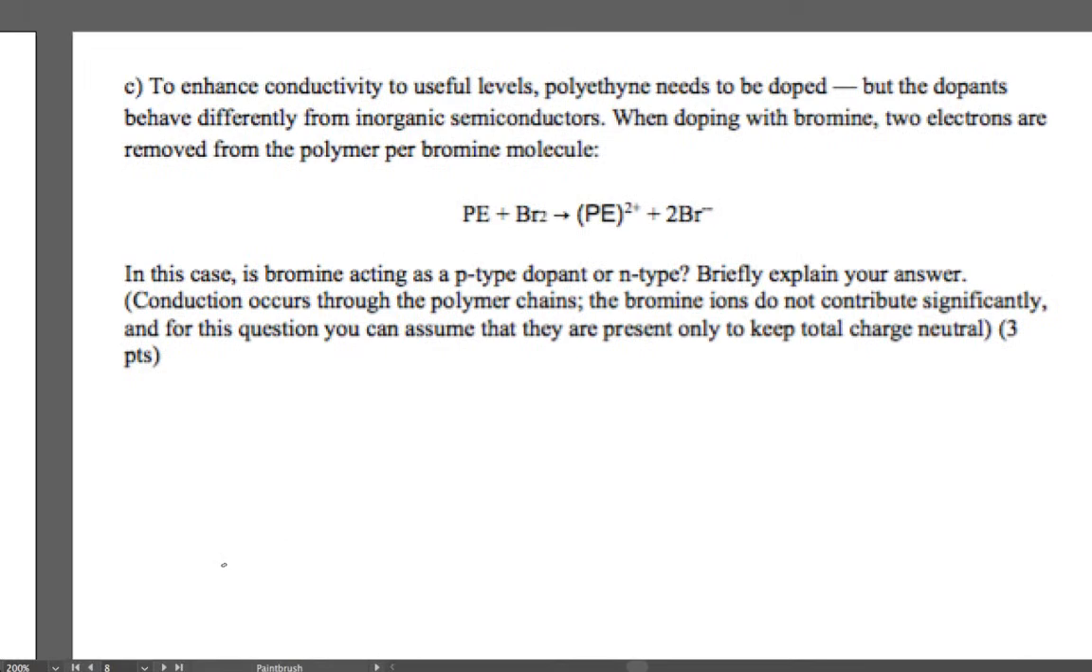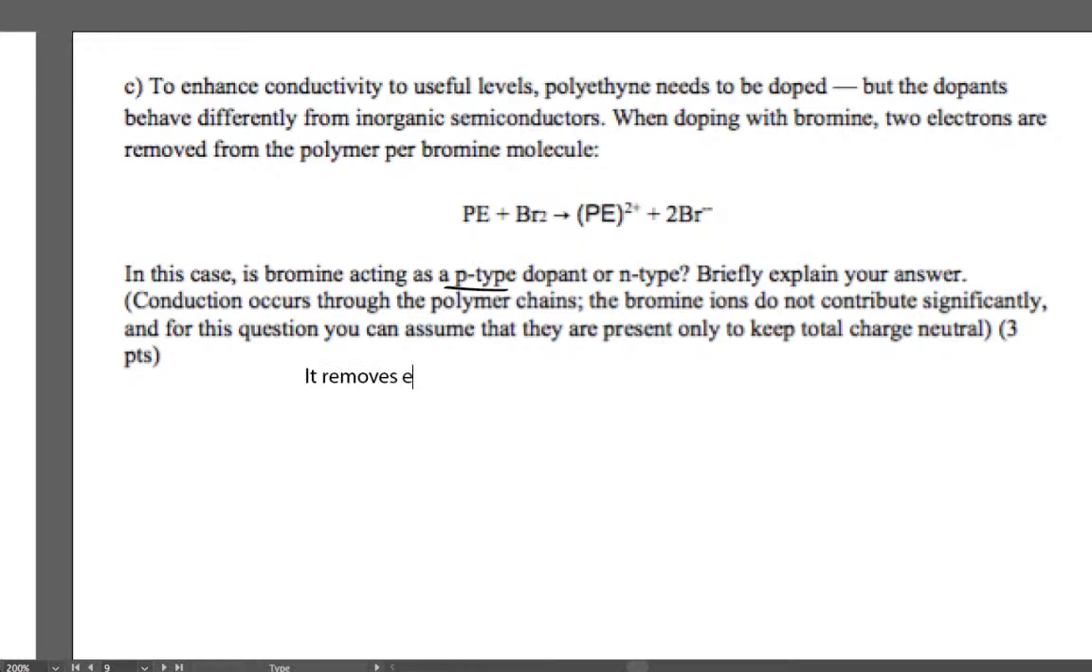To enhance conductivity to useful levels, polyethylene needs to be doped. But dopants behave differently from inorganic semiconductors. When doping with bromine, 2 electrons are removed from the polymer per bromine molecule. So when you put bromine inside it, it takes out 2 electrons. So this would be p-type, because it removes electrons.